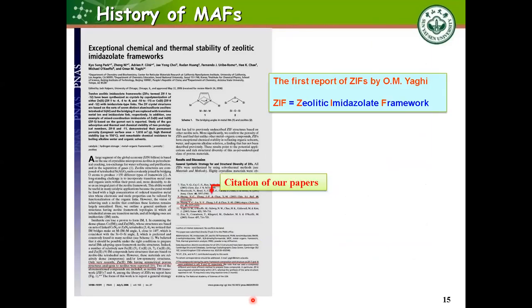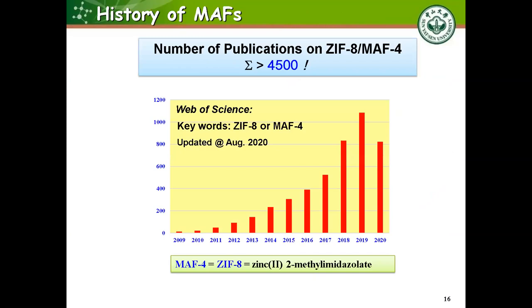Even though in this Peanuts paper, our two publications were cited, it is very regretful that our two publications were actually not well noted in the community and were frequently ignored by many researchers. In particular, the zinc methyl imidazolate, or ZIF-8, or MAF-4 as we call it, can be easily synthesized. It is very cheap and very stable, and it also has many useful properties.